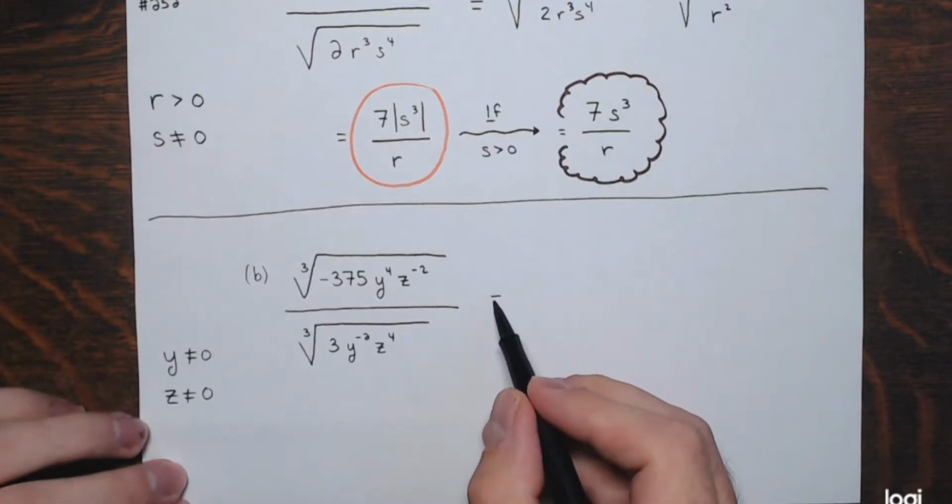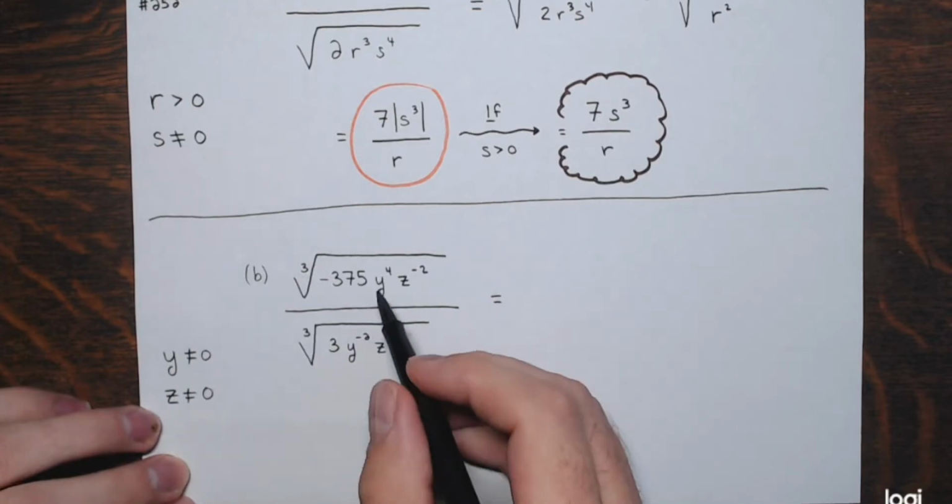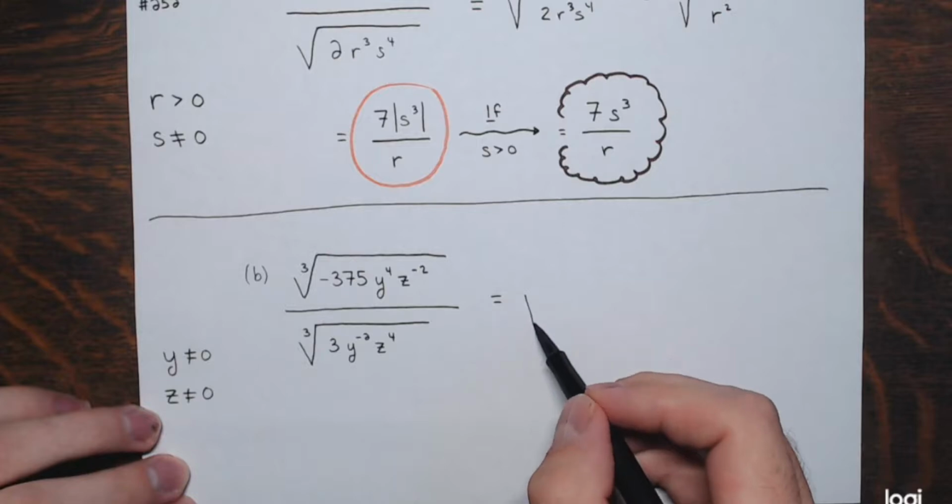Alright, so again, as long as y is not 0 and z is not 0, we have dividing real numbers here. I can apply the quotient property.